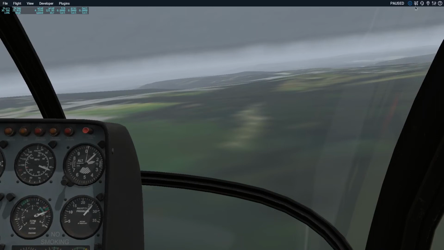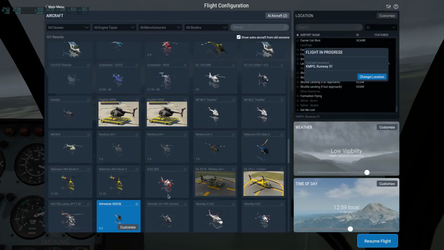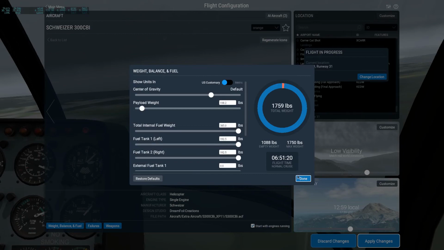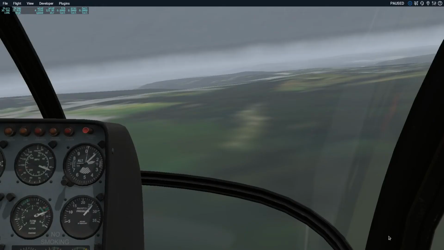Let's go with something not quite so extreme. So we're going to be 9 pounds over, and we'll see how that affects things.